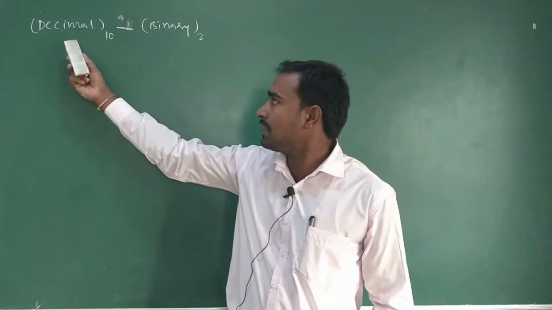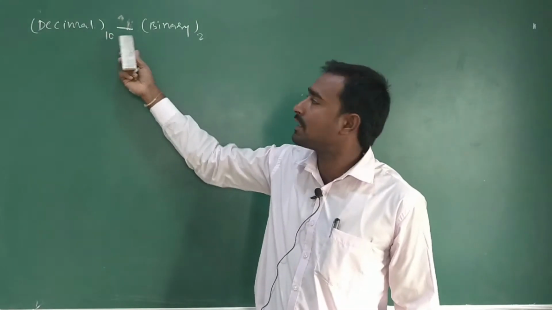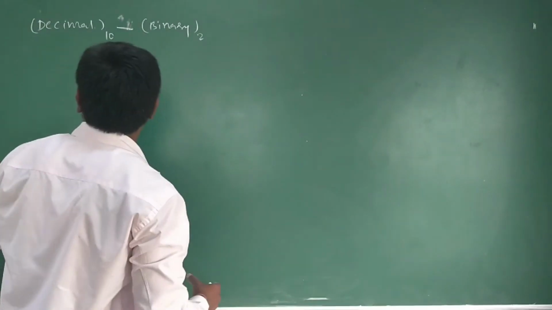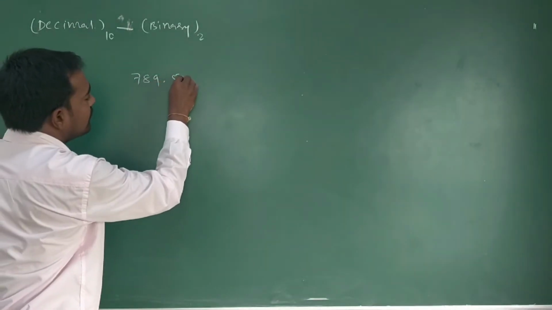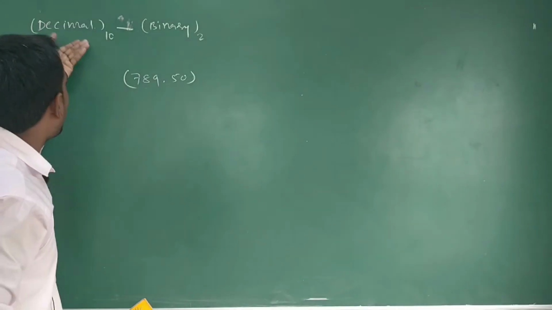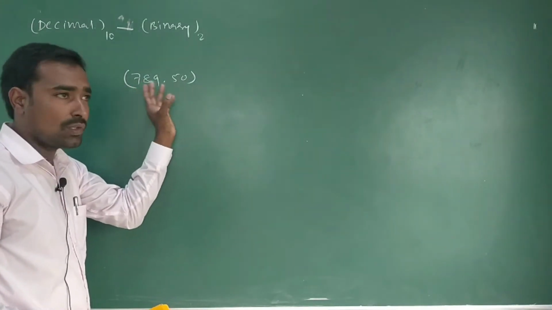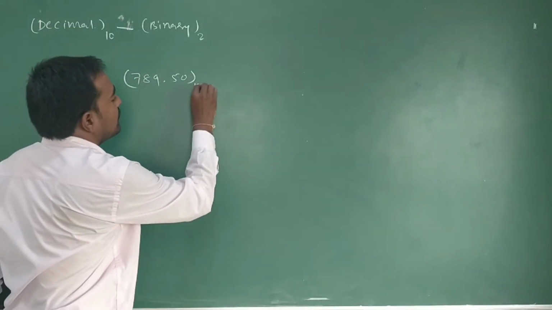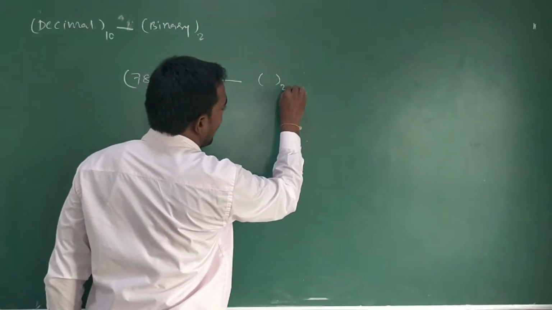In this we have the decimal number system having the base or radix of 10, and this will be converted into binary having the base of 2. Take any decimal number. Here I am taking 789.50, and this is a decimal number, and decimal digits are 0 to 9. In 789.50 we have decimal digits, having the base of 10, and we have to convert this number into binary having the base of 2.